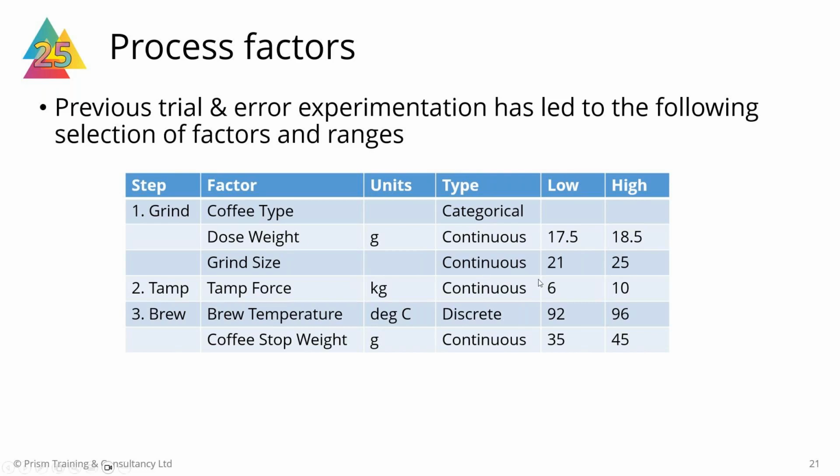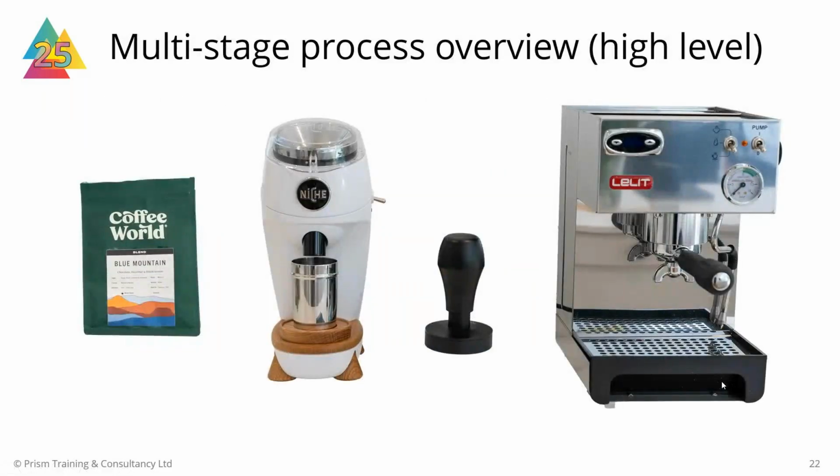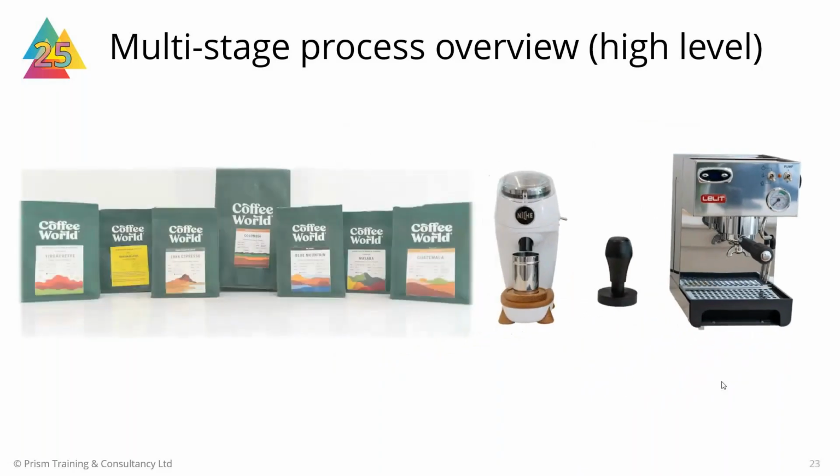You'll see that with some previous experimentation, a bit of trial and error, I've identified a range for each factor that I want to look at. And so this is what I want to consider in my DOE study. So again, just a reminder, this is kind of my multi-stage process. I've got my coffee, my grinder, my tamper, my coffee machine. But actually, it's a little more complex than that, because this isn't really what I want to understand. What I really want to understand is this.